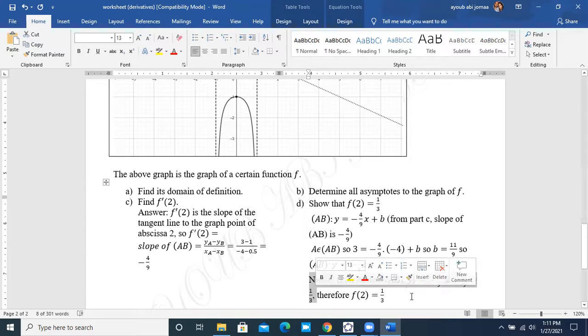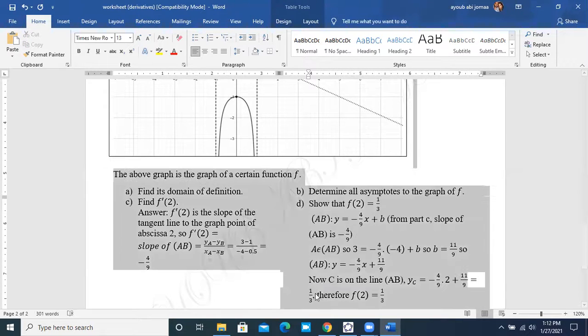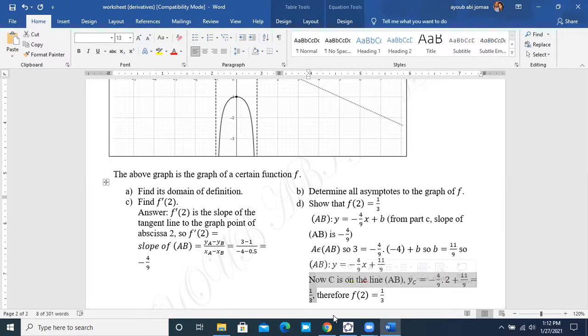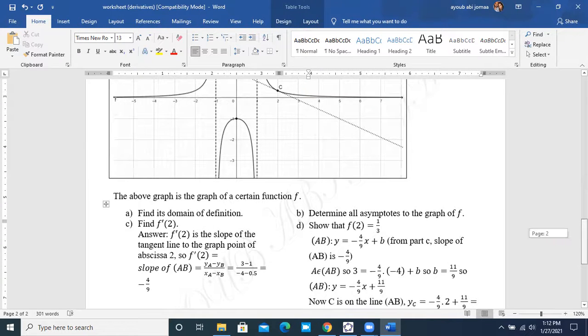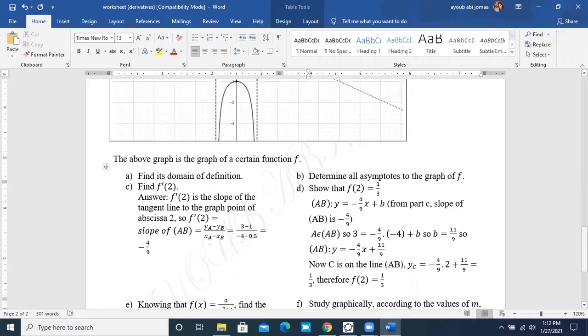So here I was finding the equation of the line. I used point A to be a point on the line. Now the second part, or the next step, is to find the coordinates of point C. What did I say? Point C is on the line, so the coordinates of C satisfy the equation of the line. Replace x by 2 and y by yc, which we need to find. We get yc equal 1 over 3. So now I have the coordinates of point C, which are 2, 1 over 3. Then f of 2 is equal to 1 over 3.